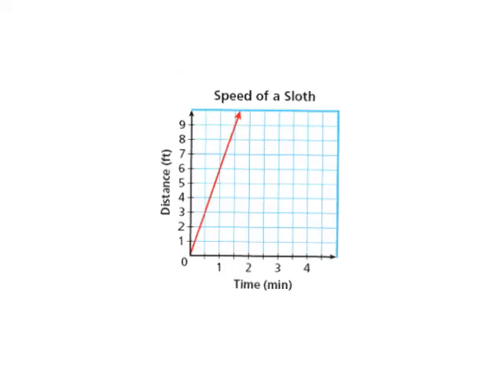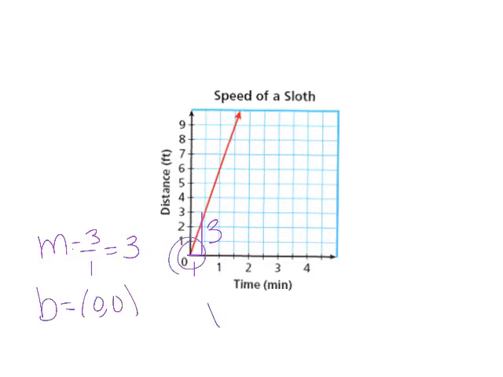All right, the speed of the sloth. I know you're all wondering about this. So we have our change in y, or our rise, is 3, and our run is 1. So our slope is equal to 3 over 1, which is 3. And our y-intercept crosses the y-axis here at 0. So our equation is y equals 3x plus 0, which is the same as y equals 3x.